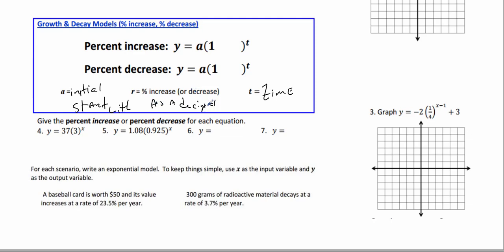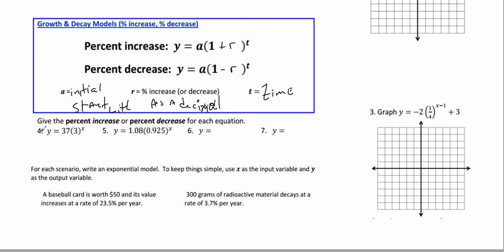If you do not put it as a decimal, it will be marked wrong because you're not actually taking into account the actual decimal value. You're just plugging in a number. So percent of increase is 1 plus r, and percent of decrease is 1 minus r. And again, r is a decimal.